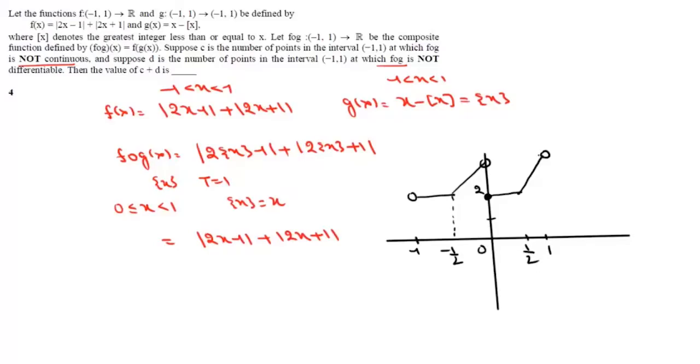Now the number of points in the open interval minus 1 to 1 where this function is discontinuous: it is discontinuous only at x equal to 0. So the value of c is 1 and the number of points at which this is not differentiable is 1, 2 and 3. So the value of d is 3. Now we need to find the value of c plus d. The value of c plus d is simply 4, and that is the answer to this question.